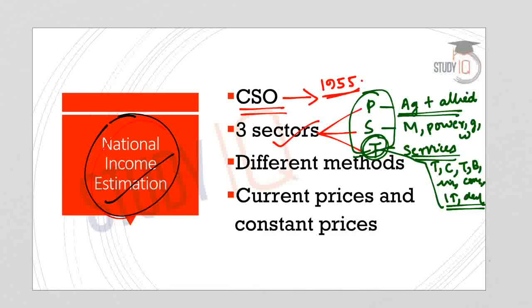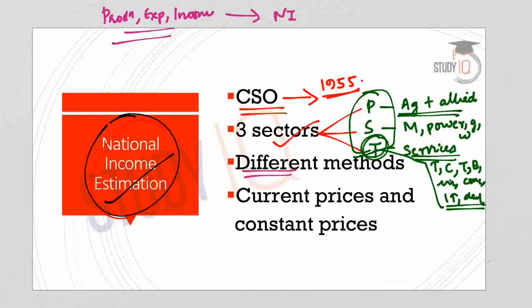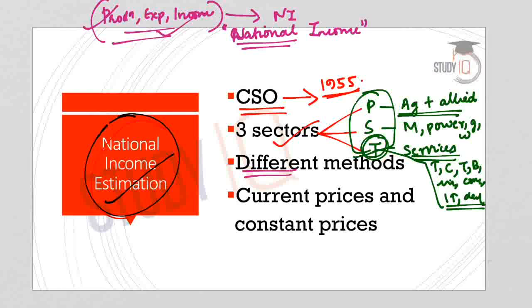And coming to the method of estimating the national income, the CSO, or the Statistical Office, uses different methods like the production method, expenditure method, income method, etc. for various sectors in estimating the national income. So these methods are not very important, but I have discussed these three methods in detail when I discussed the chapter on national income, which you can find on the StudyIQ channel. So you can refer to the video on national income for more details of these estimation methods.